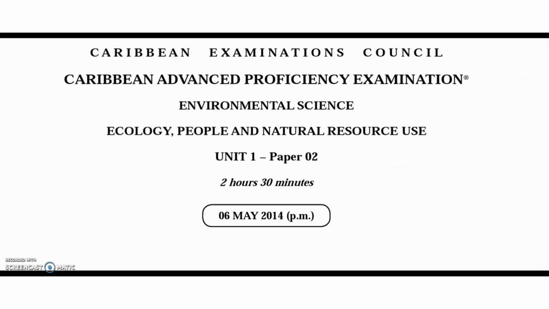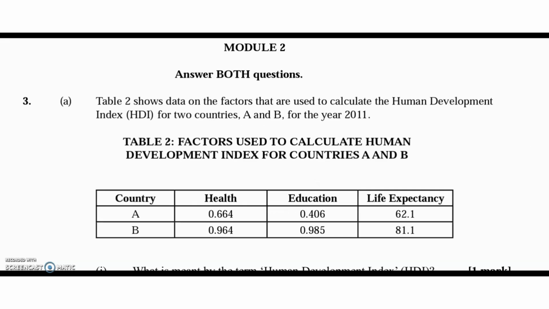Let us begin quickly with the 2014 paper, Environmental Science, Unit 1, Paper 2, specifically looking at Module 2. All right, let's go through this quickly. Table 2 shows the data on the factors that are used to calculate the Human Development Index for two countries, A and B, for the year 2011. We are actually seeing here the values for health, education, and life expectancy. Now, let's go through quickly what is meant by the Human Development Index.